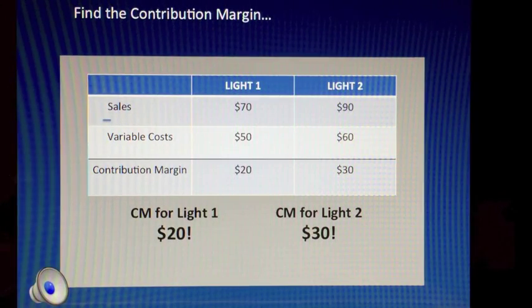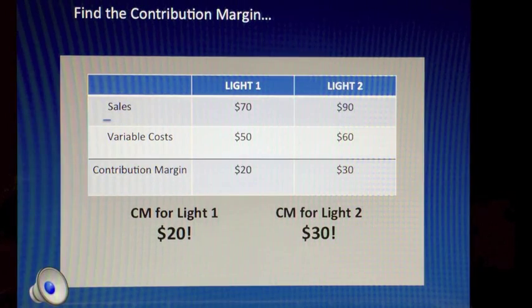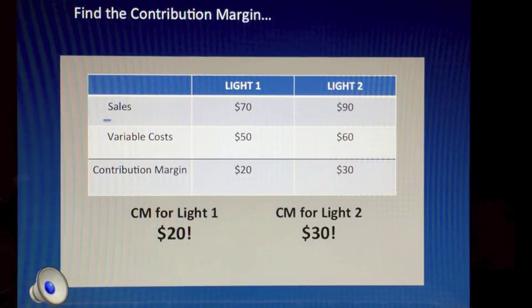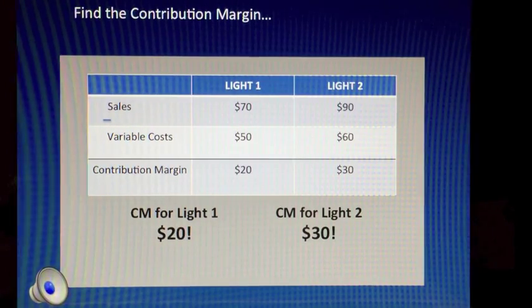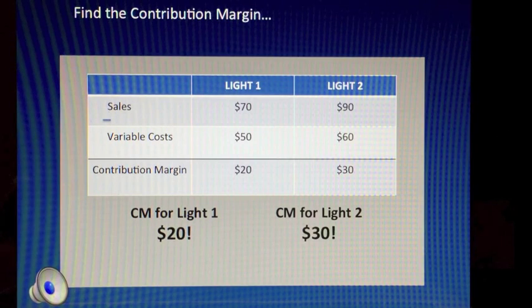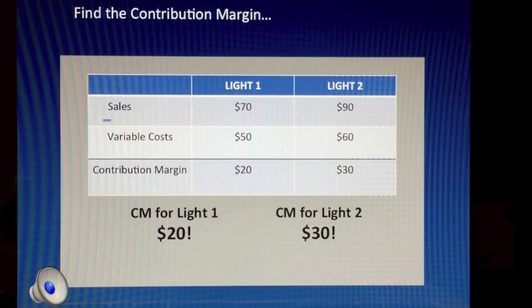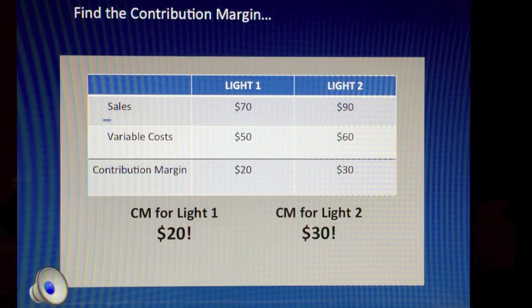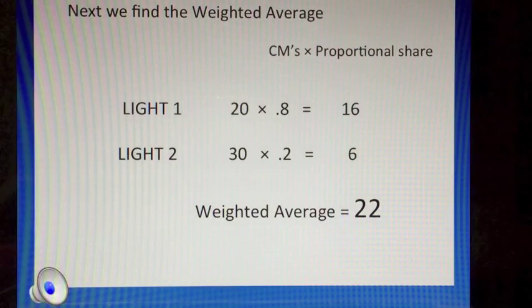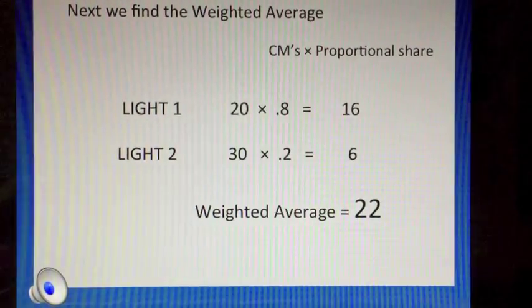Our first step would be to find the contribution margin of each product. To find contribution margin, we subtract variable cost from sales. For light 1, sales of $70 minus the variable cost of $50 gives us a contribution margin of $20 for light 1. For light 2, sales of $90 minus the variable cost of $60 gives us a contribution margin of $30 for light 2. Oh, that was easy. Now what do we do?